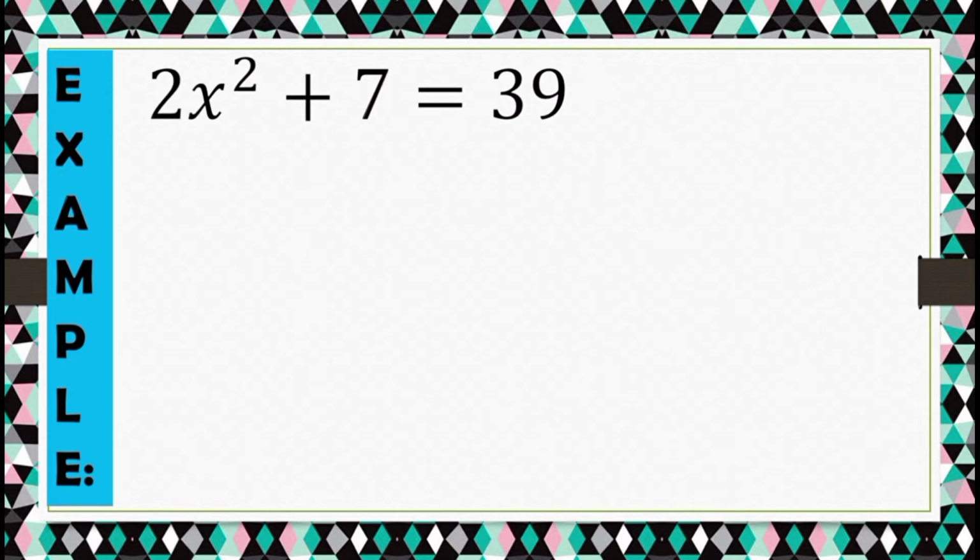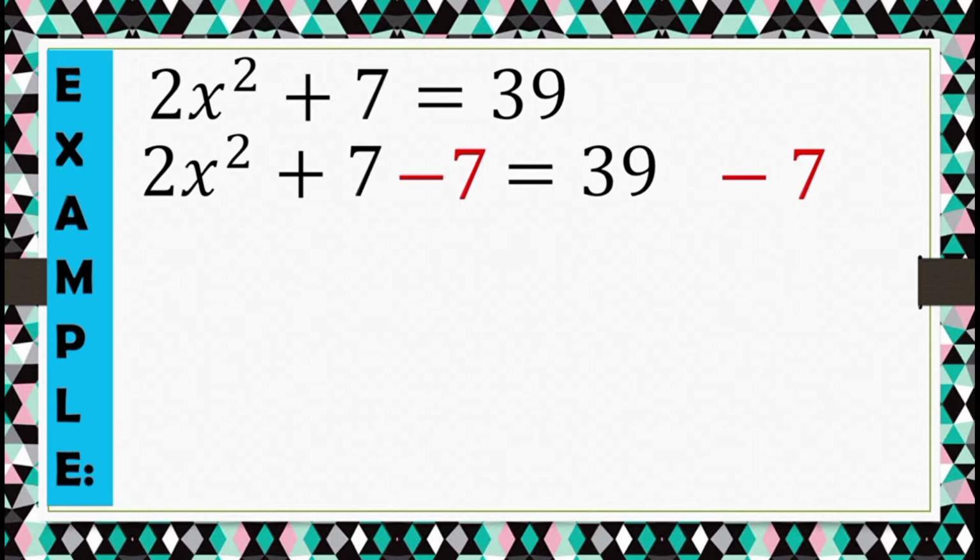Let's have example number 2. 2x squared plus 7 is equal to 39. This form is not yet written as x squared equals k. So what will we do? We need to get rid first of the constant 7 on the left side of our expression using the subtraction property of equality, meaning we will subtract both sides by 7, eliminating 7 on the left side, leaving 2x squared equals 32. 32 is the difference between 39 and 7.